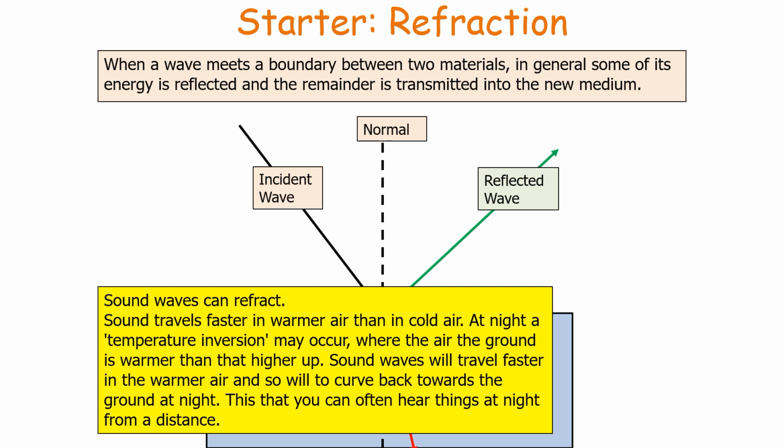So at night a temperature inversion may occur where the air near the ground is warmer than the air higher up because of human activity. So therefore sound waves will travel faster in the warmer air, so will refract and curve back downwards towards the ground at night, which is why you can often hear things at night from a distance compared to what you can during the day.